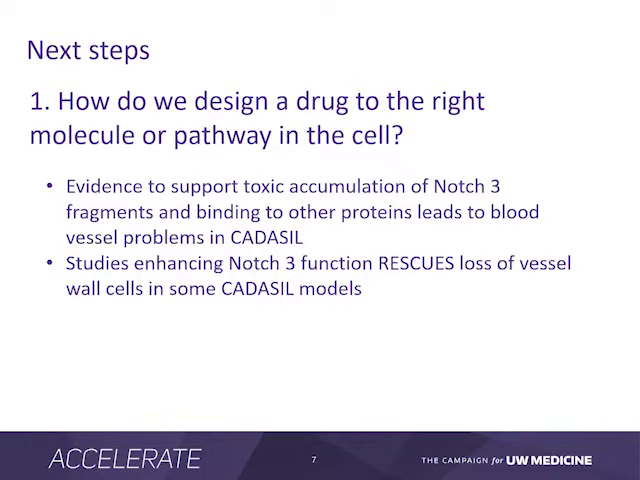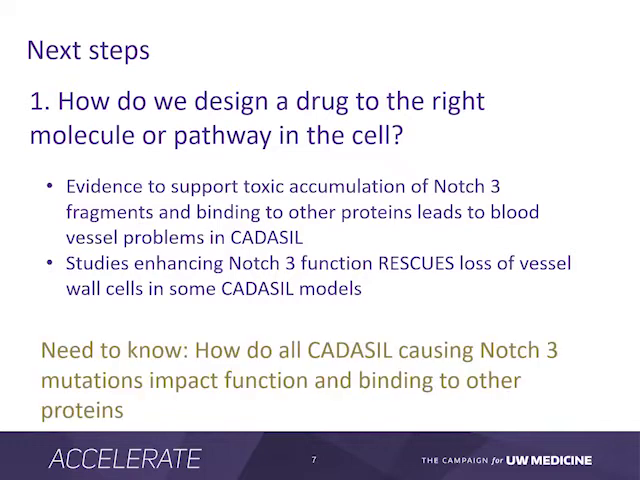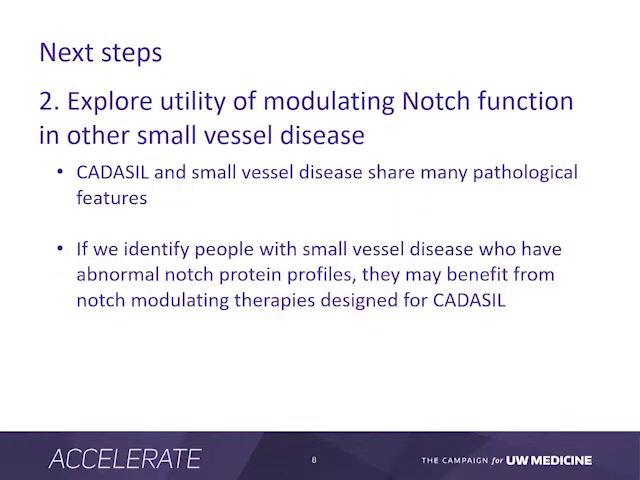So what do we need to know? We need to know how do all CADASIL-causing Notch3 mutations impact the function and the binding of the protein to other proteins. Number two, we want to explore the utility of modulating Notch3 function in other small vessel diseases. So if this works in CADASIL, is it going to be applicable more broadly? Can we help other people?